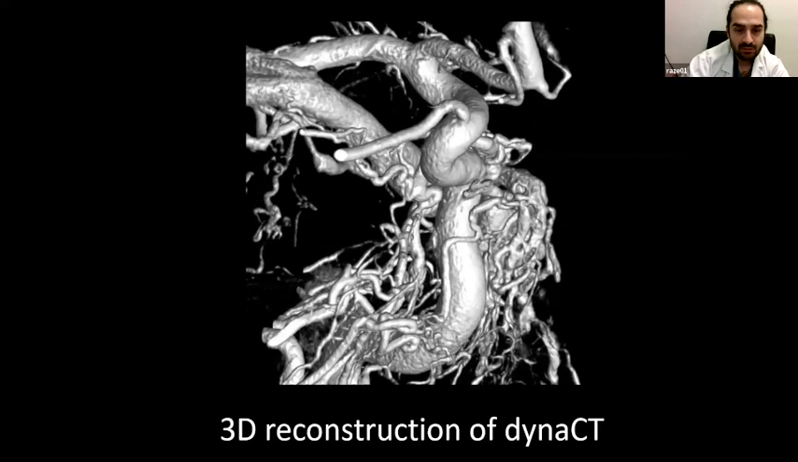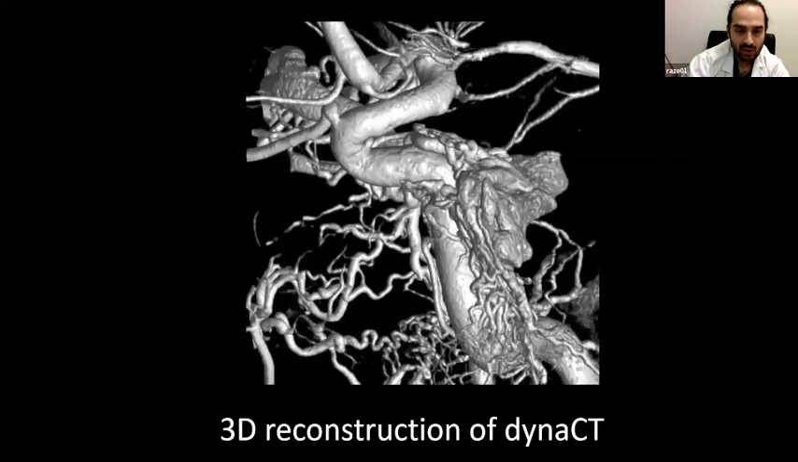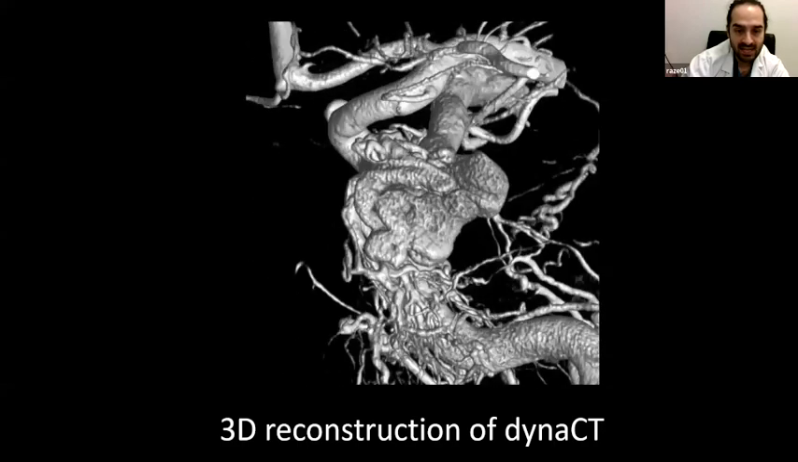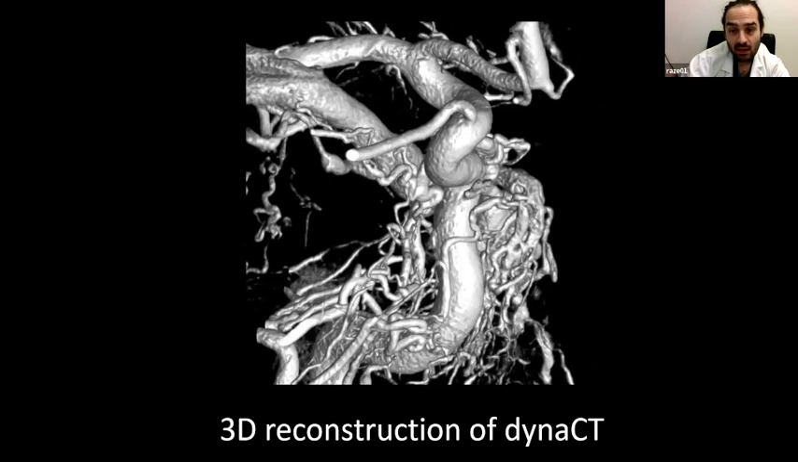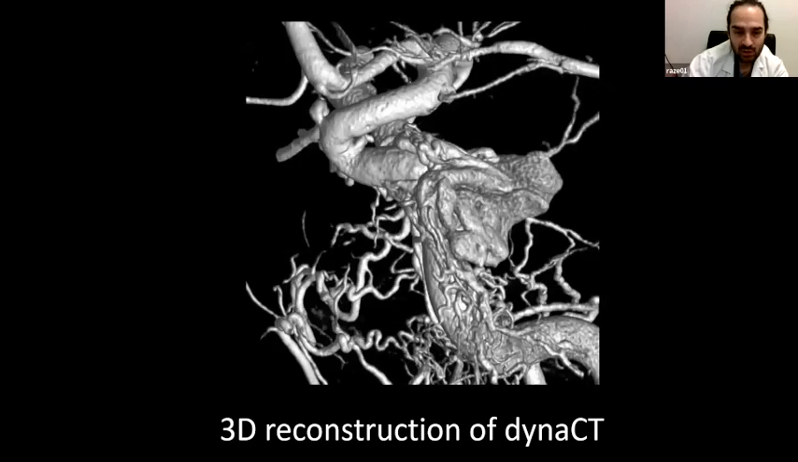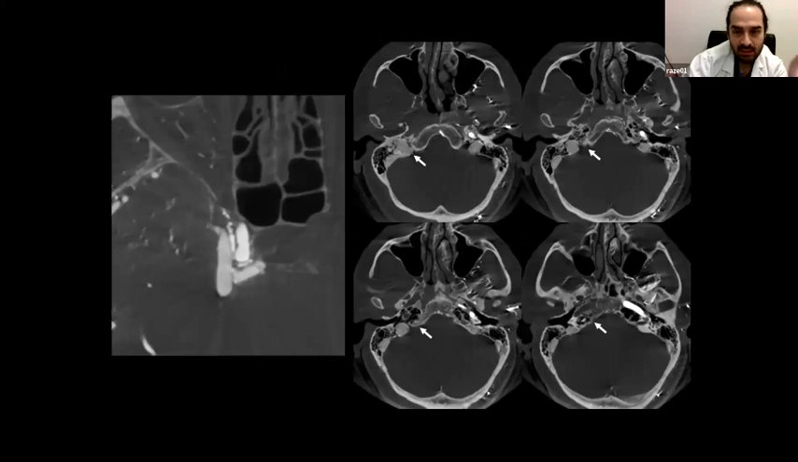And this is the 3D reconstruction of this Dyna CT. And again, look at the details that you can get. It's a beautiful image, but looking at the cross-sectional acquisition of this, you can get data that is useful for your intervention, which is, in this case, the recognition that indeed there is a little inferior petrosal sinus that gets to that. And this inferior petrosal sinus is going to be usable as a route.